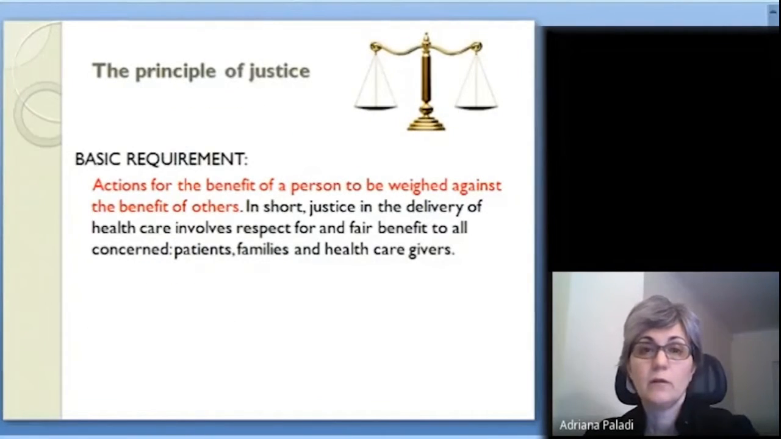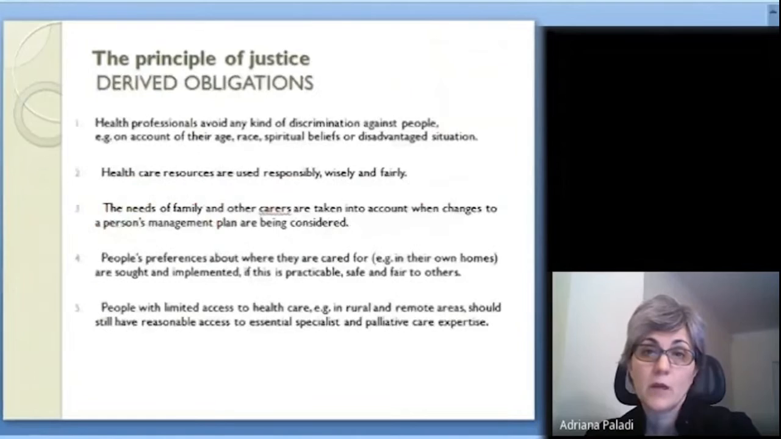And finally, the principle of justice. This principle requires action for the benefit of the person to be weighed against the benefit of others. In short, justice in the delivery of healthcare involves respect for and fair benefit to all concerned. That means patients, families, and healthcare givers. Some derived obligations from this principle are as follows.